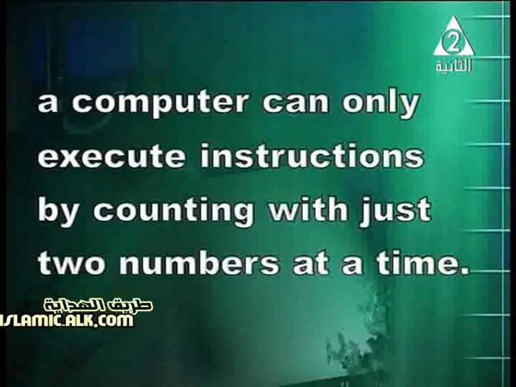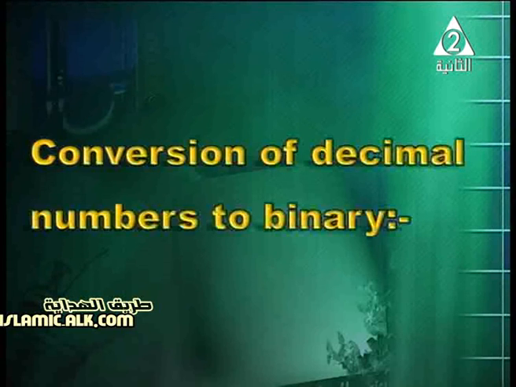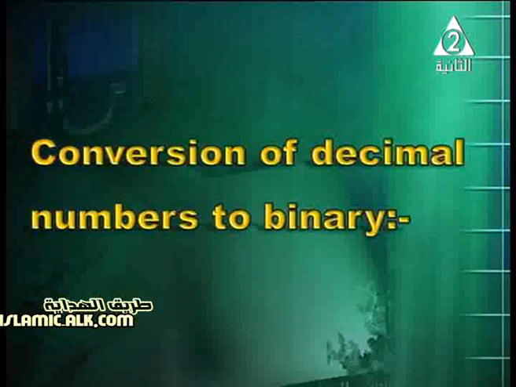Let me say it again. It can only execute operations by counting just 2 numbers at a time. The numbers, of course, are 0 and 1. This is the binary system. And now we'll try to convert from decimal into binary. So, conversion of decimal numbers to binary ones.